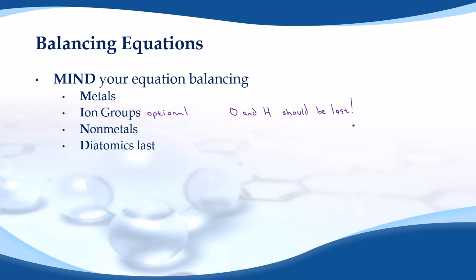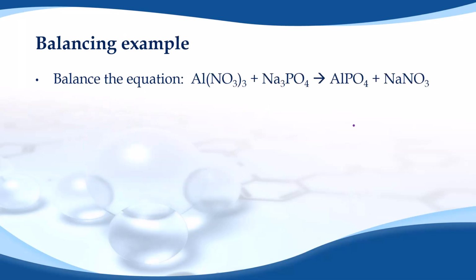So let's try a balance here. Our reaction, we have the equation aluminum nitrate plus sodium phosphate produces aluminum phosphate and sodium nitrate. When I give you chemical formulas, those chemical formulas are already correctly drop and swapped. So what we'll start off with is our metals.